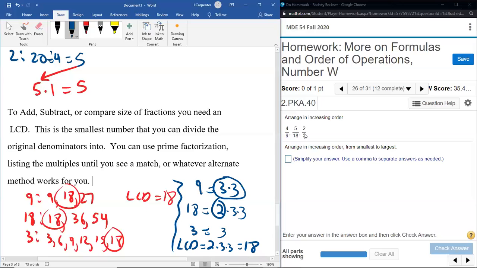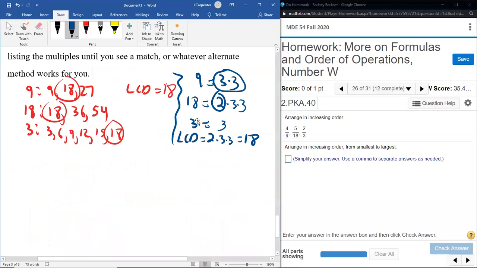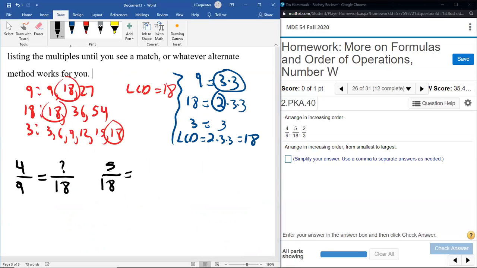All these 9s, 18s, and 3s need to be turned into 18s. So the 4 over 9, we need to turn to something over 18. The 5 over 18, we need to turn into something over 18. And the 2 over 3, we need to turn into something over 18. Well, the middle one's easy. The bottoms are the same, so that number should be 5. 18 goes in 18 once, 1 times 5 is 5. The denominators don't change, the top can't change.